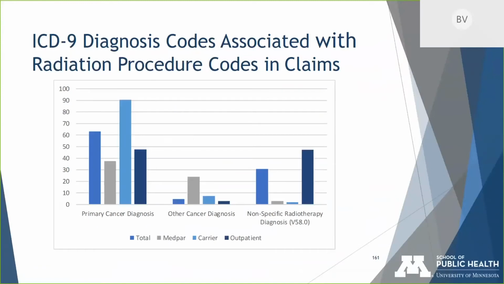Just looking at it a different way, we broke out the primary diagnosis by the file where the radiation therapy was recorded. You see a lot of variation here as well, but most of the therapy has an associated primary cancer diagnosis with, again, a large proportion, particularly within the outpatient file, of this non-specific radiotherapy diagnosis.